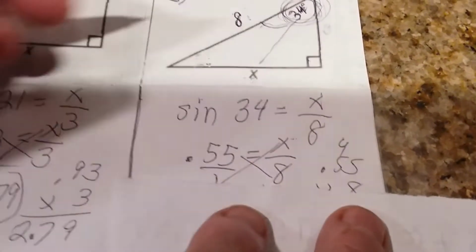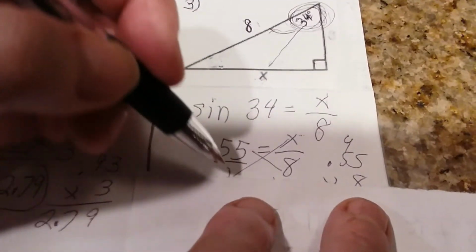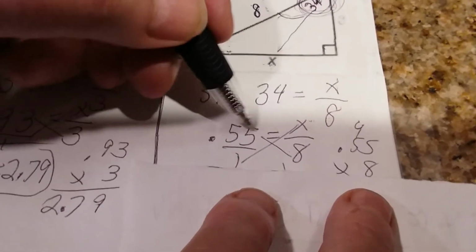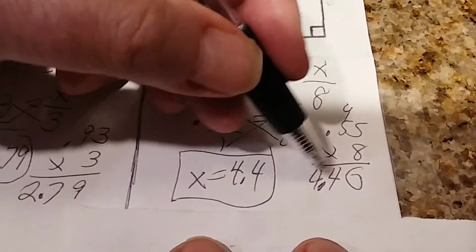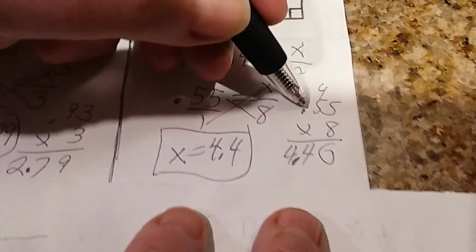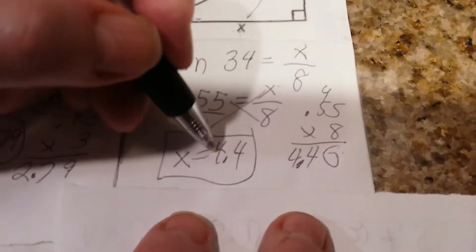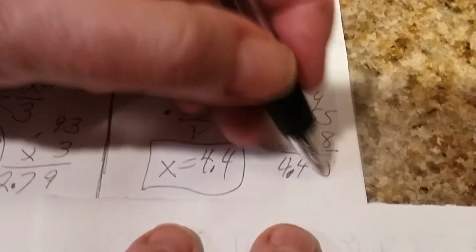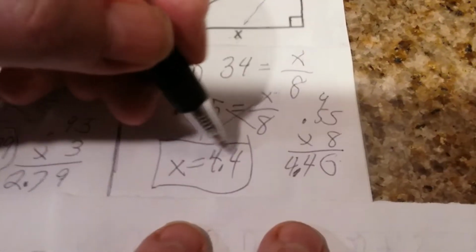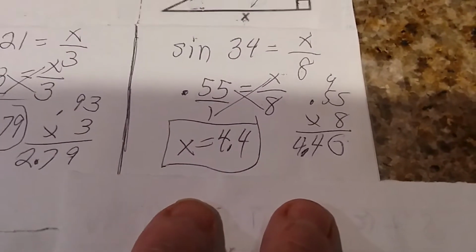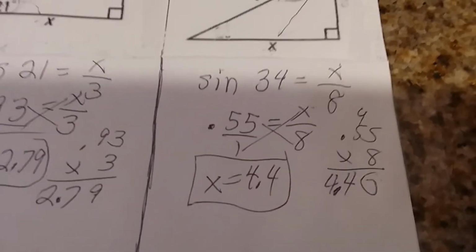Bring down the x over 8. Again, cross product. So you have to multiply 0.55 times 8. That'll give you 440. Putting the decimal in, your answer is 4.4. The 0 is not necessary, so I left that out. So 4.4 would be a good answer. Okay, so that's how you do trig.